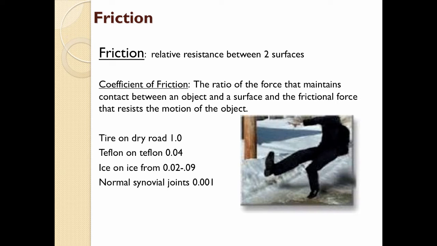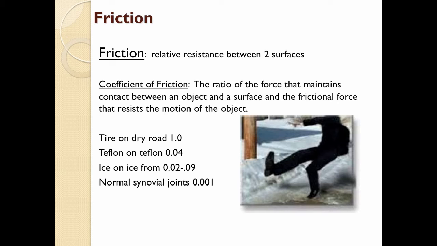Now let's talk about friction. So friction is a relative resistance between two surfaces. Friction is an important component to our body, not only how we move, but how our joints move as well. We have to have friction, or we could not move and walk across the room. So a coefficient of friction is the ratio of the force that maintains contact between an object and a surface and the frictional force that resists the motion of an object.